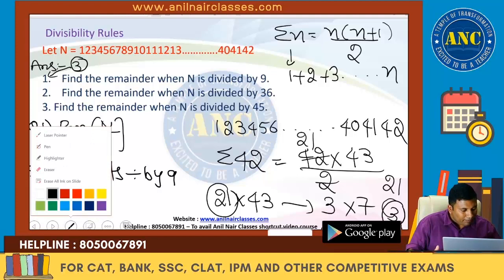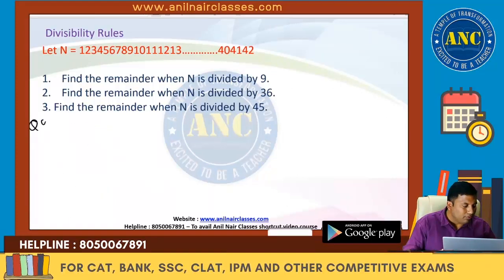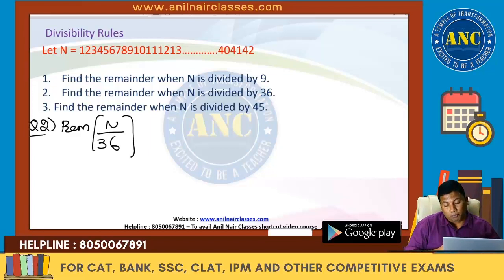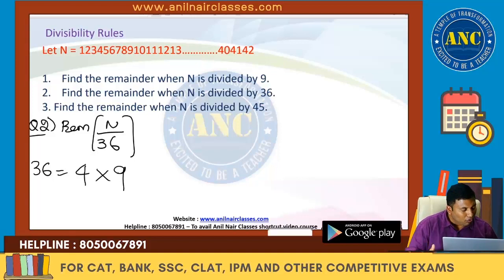Question 2. Find the remainder when it is divided by 36. Whenever you get a composite number, preferably a 2-digit or a 3-digit number, write the number as a product of 2 coprimes, which is nothing but 4 and 9. Let us do the divisibility rule for 4 and 9.